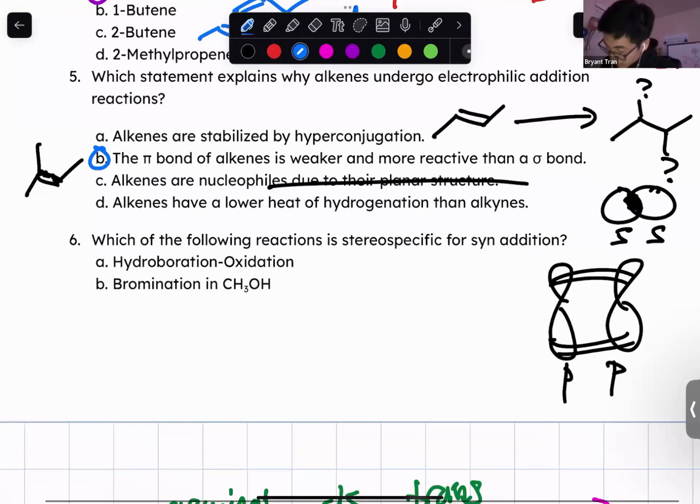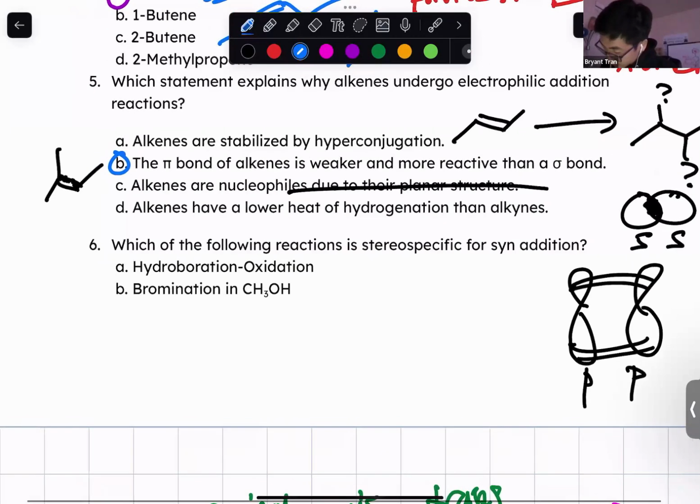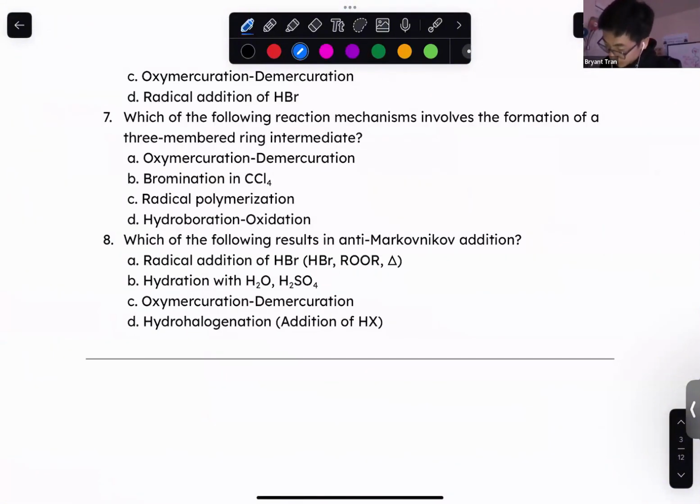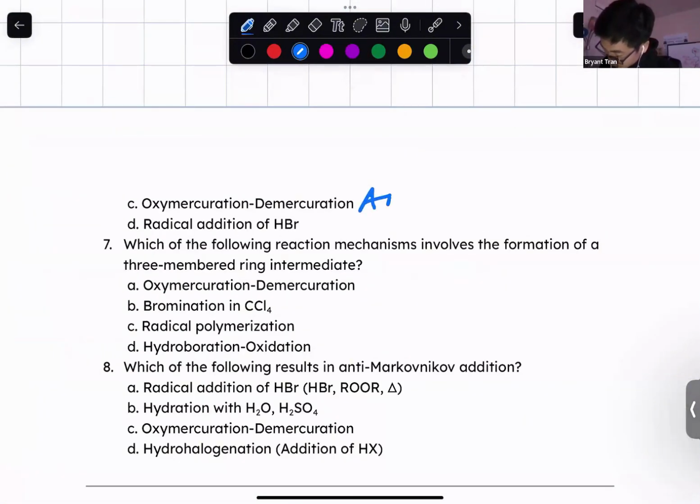Next question. Which of the following reactions is stereospecific for syn addition? We kind of went over this in the first question already. It's going to be hydroboration oxidation. This one here is anti. This one here is also anti addition. And this one here is both syn and anti.